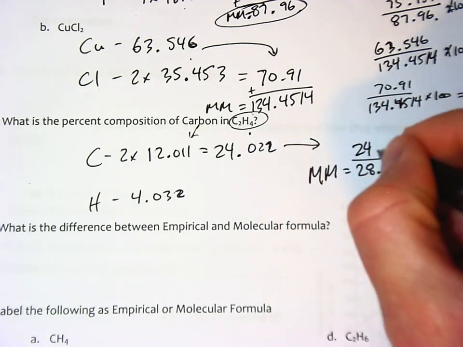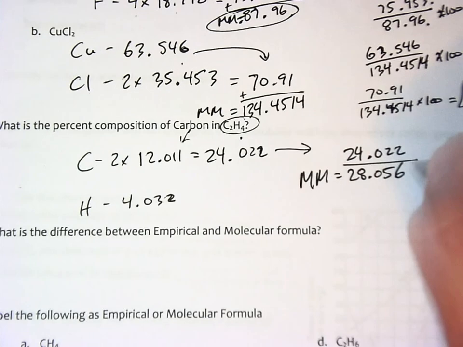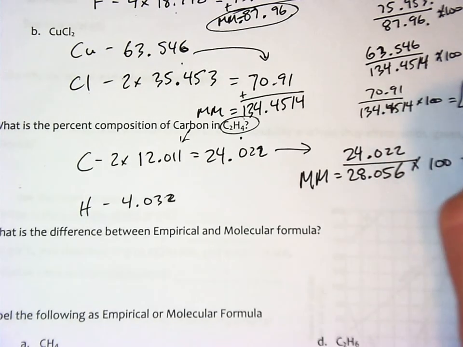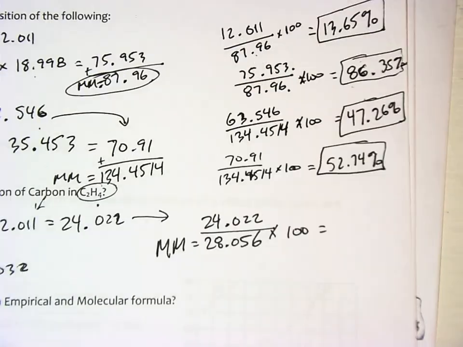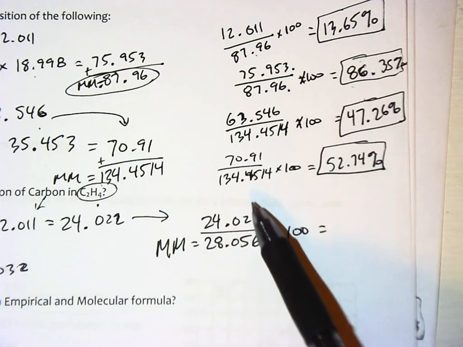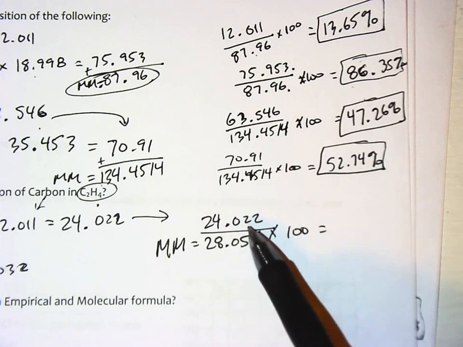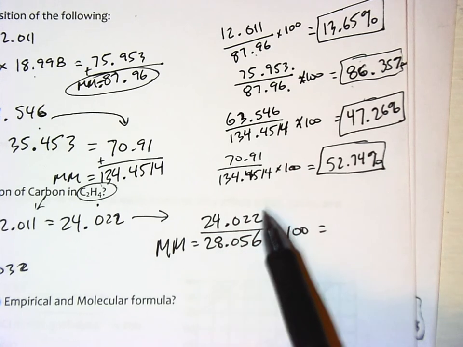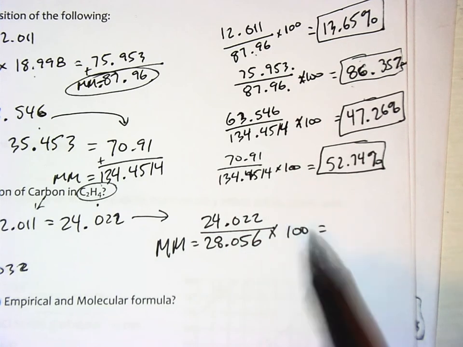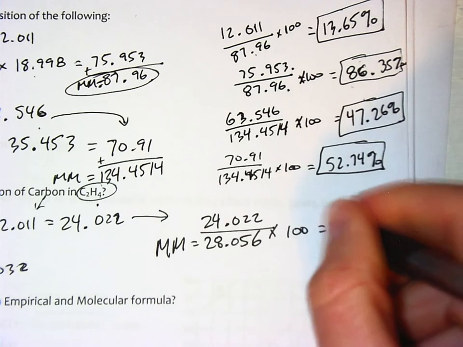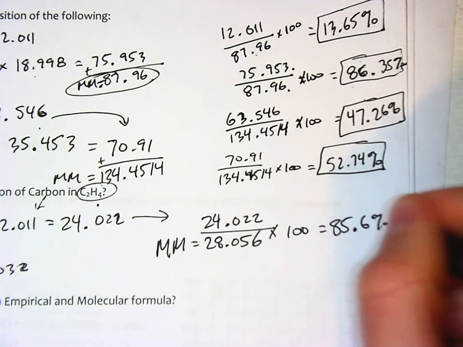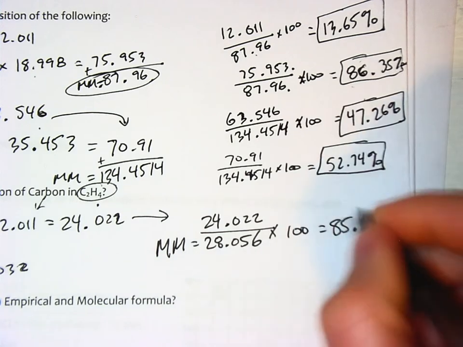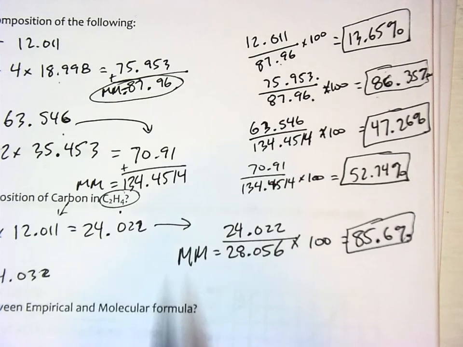All right, now I just want to know the percent composition of carbon, so I'm going to take 24.022, divide by the molar mass, and multiply by 100 to get a percentage. When I take the mass of carbon over the total molar mass of the compound and multiply that by 100, it gives me 85.6% composition. Okay, I don't have to find the percent composition of hydrogen here because it just tells me to find carbon.